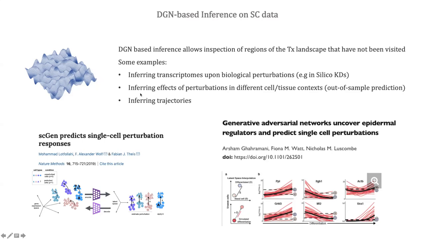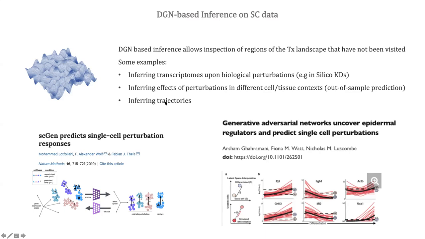You can infer the effects of perturbation in different cell types or tissue contexts. So if you have seen what a gene knockout or a gene overexpression has done in 30 different cell types, can you infer what it would do in cell type 31? Or if you have seen what a particular perturbation is doing in the muscle cells of human, can you maybe infer what the same perturbation would do in the muscle cells of a chimpanzee?